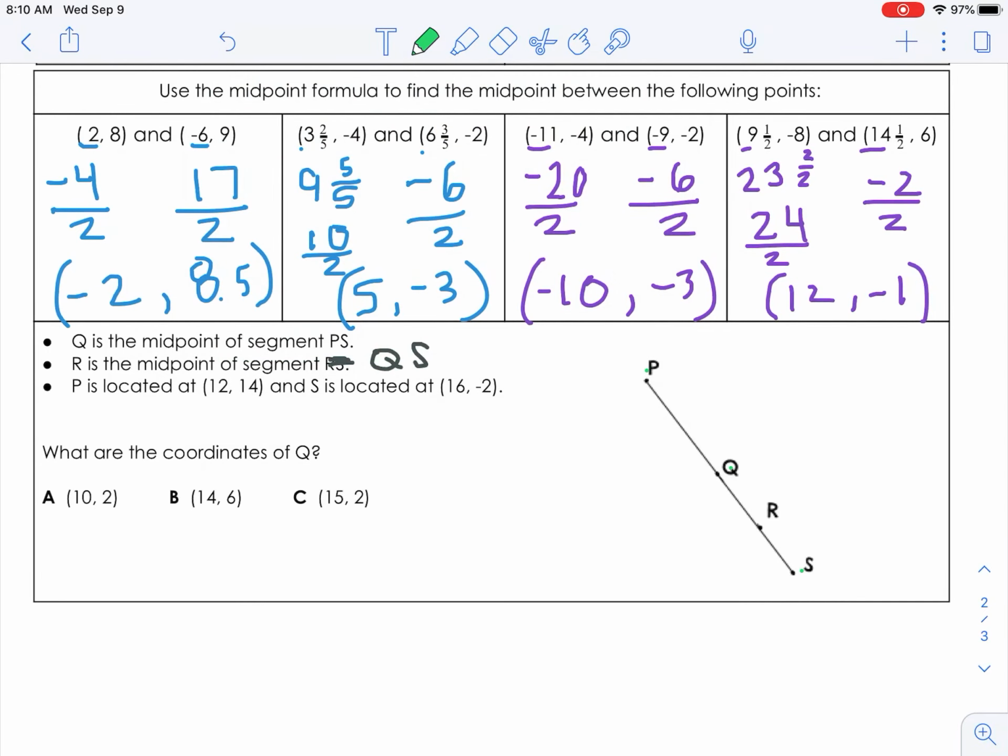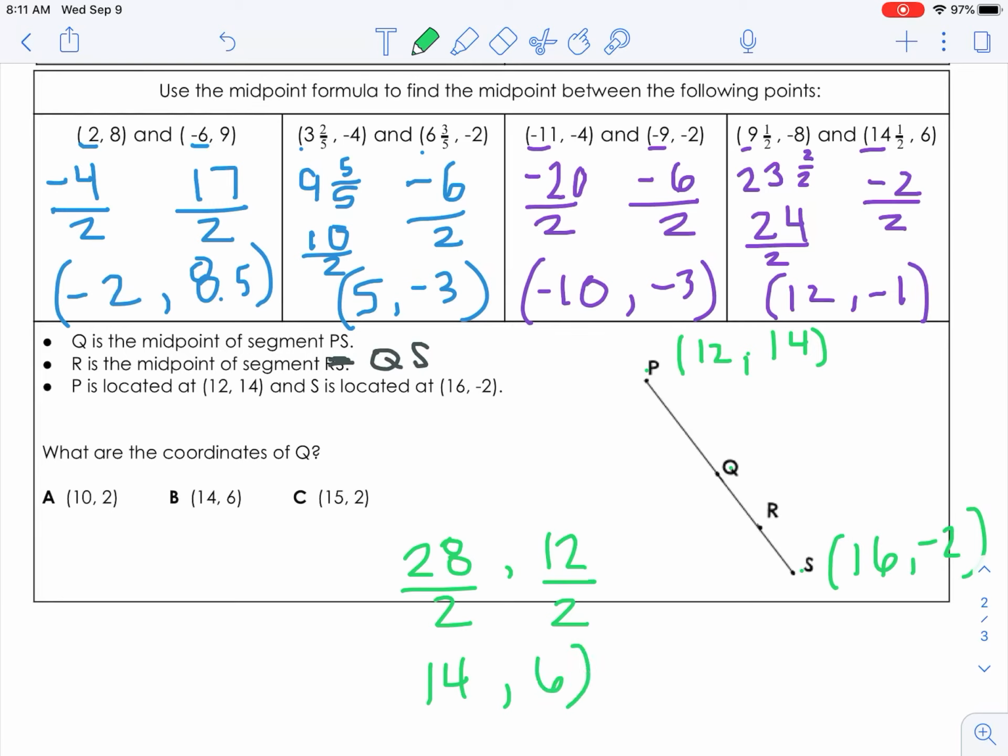And then P is located at 12, 14. So we're going to label that. P is at 12, 14. And S is located at 16, -2. All right, so it's asking us for the coordinates of Q. So we're just going to add our x values. Remember that x is our first in our set of parentheses for our ordered pair. So we're going to add 12 plus 16. So 12 and 16 will give you 28. And then we're going to add 14 and -2, which is going to give you 12. And then we can't forget to divide them by 2 because we want to find the halfway point. So that's going to be 14 and 6. Q is located at 14, 6.